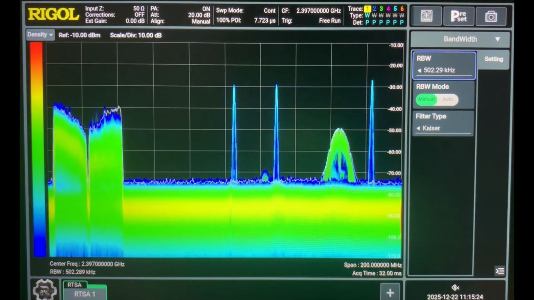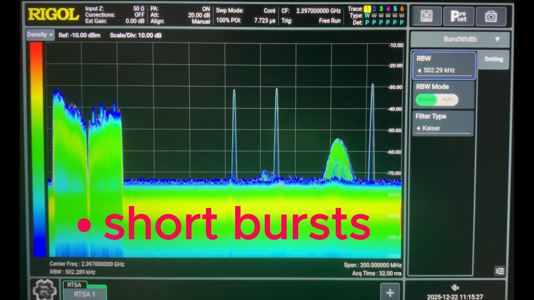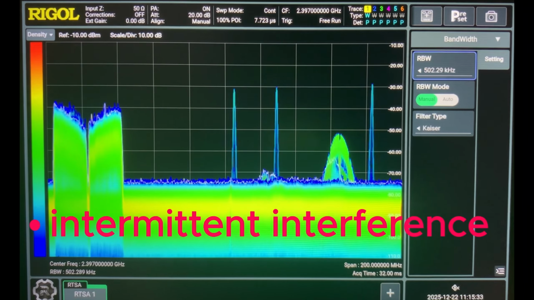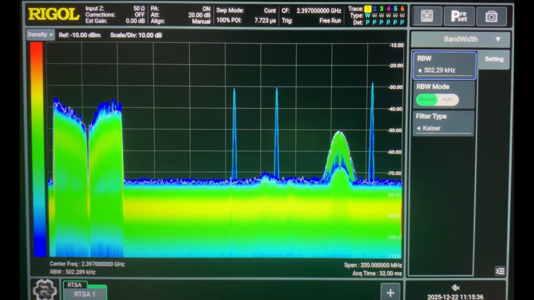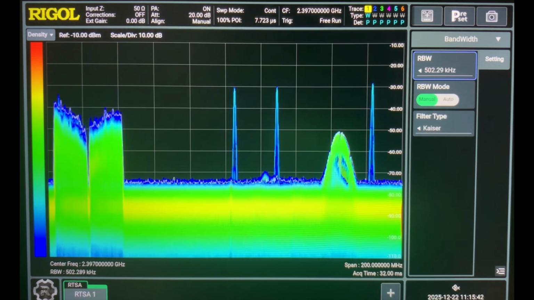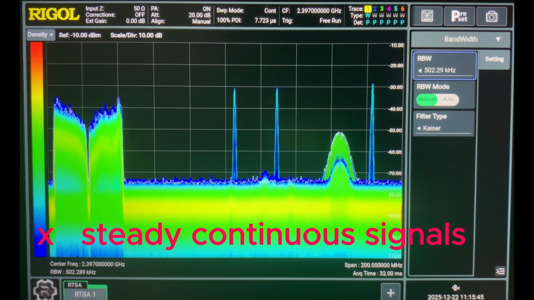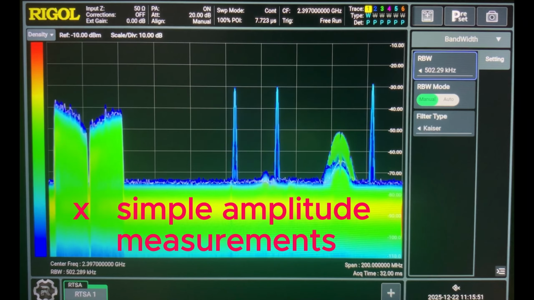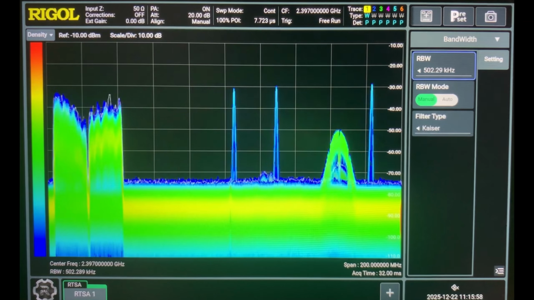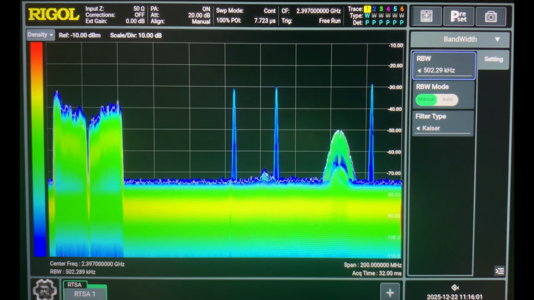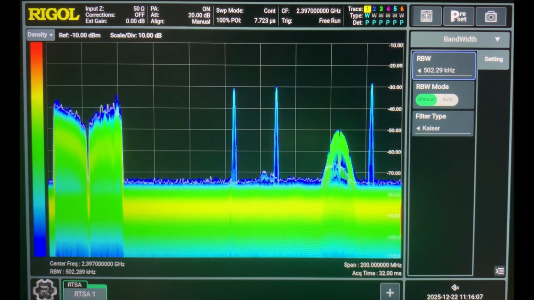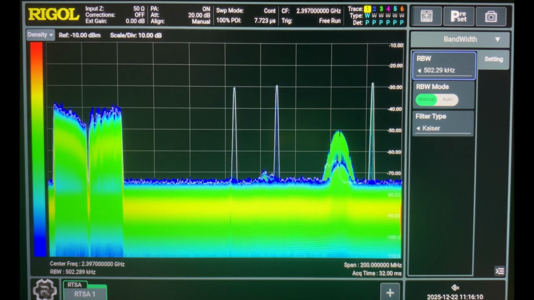RTSA is very useful for short bursts, frequency hopping, and intermittent interference. RTSA is not always necessary for steady continuous signals or simple amplitude measurements. Normal spectrum analysis is still useful. RTSA is an additional tool, not a replacement.